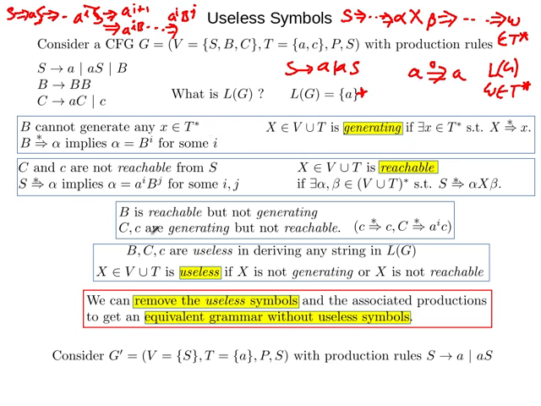So it is quite obvious that we should remove these useless symbols from our grammar, and also you have to remove the associated productions, because if you remove B from here, you cannot have this production anymore. So you remove all those things, and then you are left with this grammar, right?